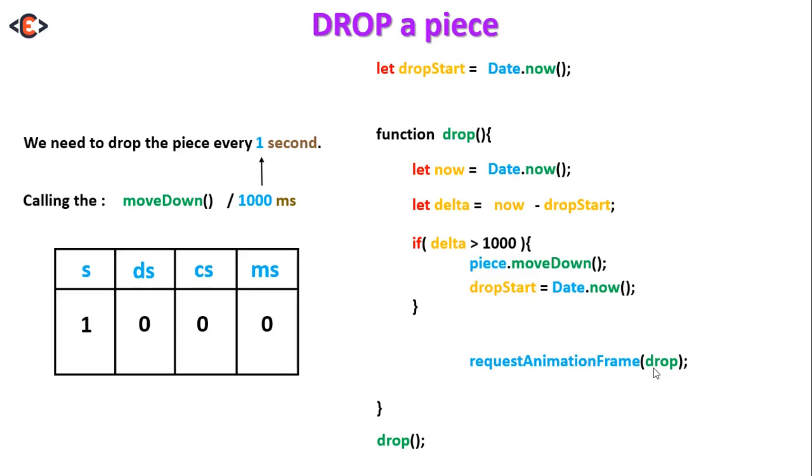Now our request animation frame must be called on one condition: if it's not game over. When our game starts, we have to set game over to false.